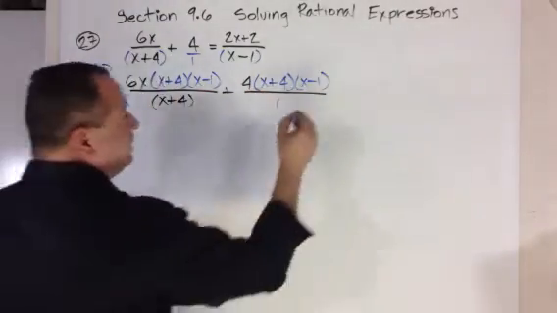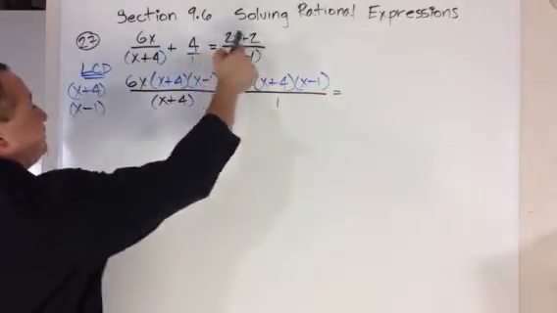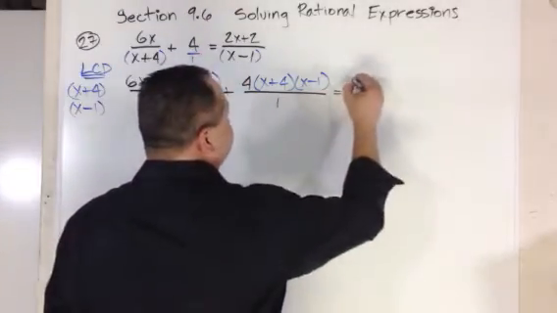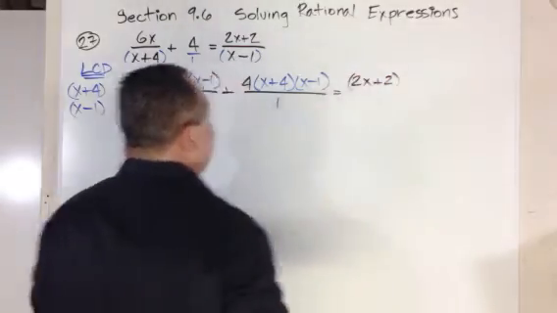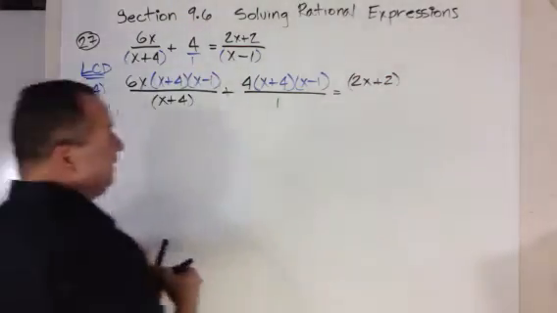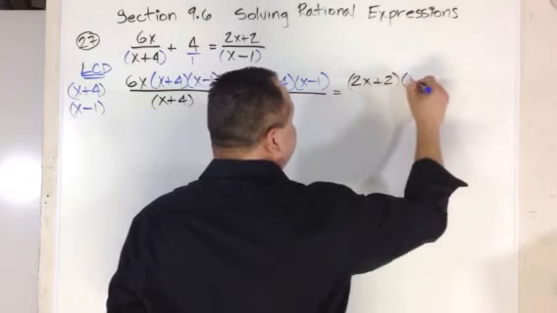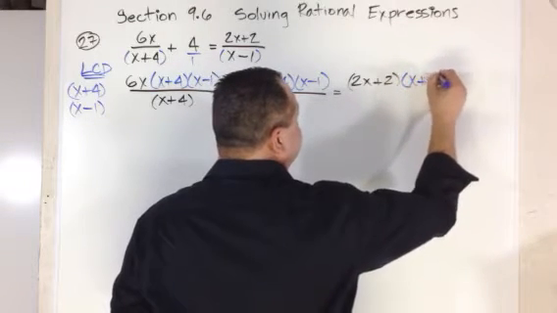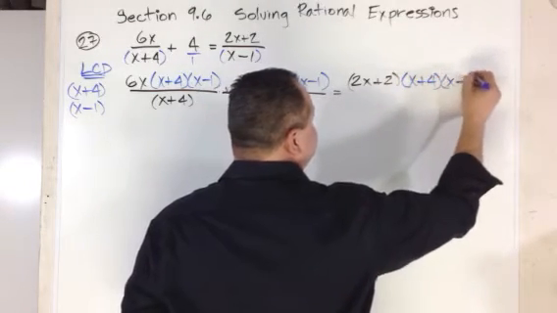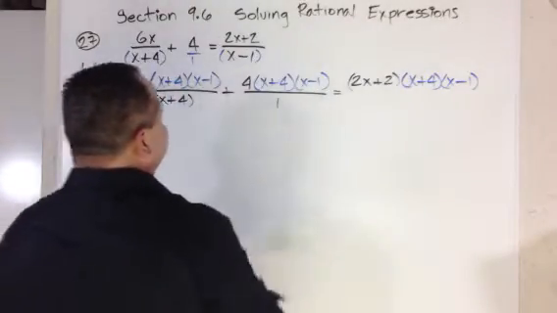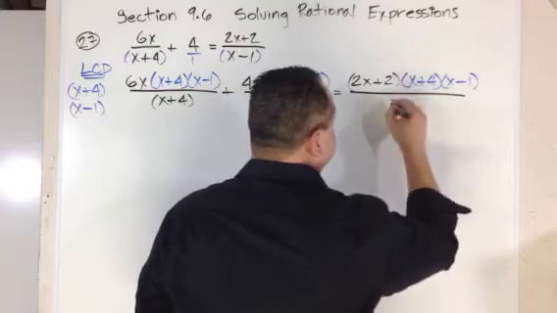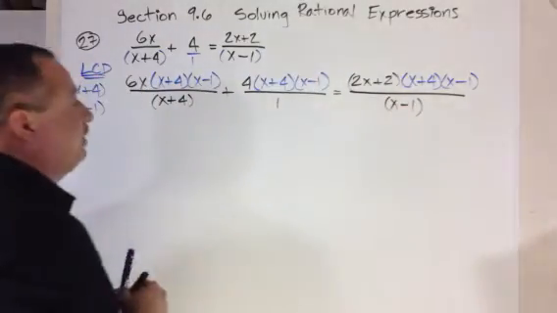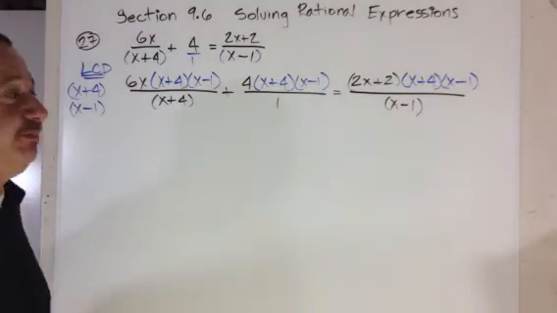Now finally we're going to have the equal sign, and the last piece we have is 2x plus 2, and we're going to multiply that also by the LCD. So we're going to multiply that by x plus 4, x minus 1, and it's going to be over x minus 1. Okay, this looks pretty scary, but it's going to get very simple very quickly.